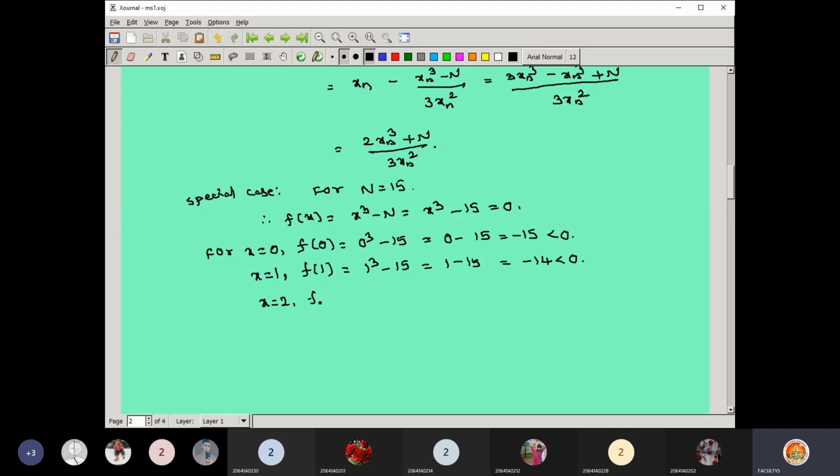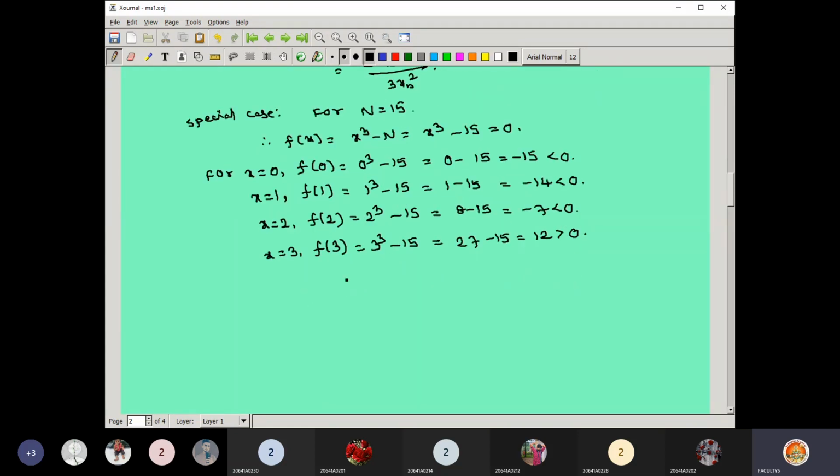For x equal to 2, f of 2 is 2 cube minus 15, which is 8 minus 15, nothing but minus 7, that is also less than 0. I am supposing x equal to 3. It is f of 3, which is 3 cube minus 15. So 3 cube means 27 minus 15. You are getting the answer 12, that is greater than 0.